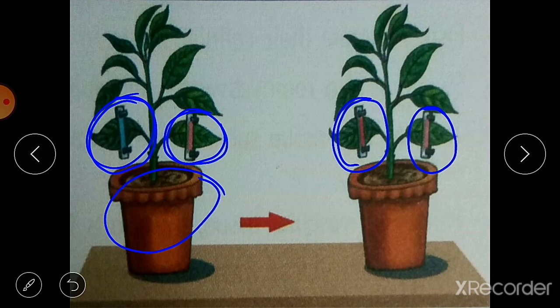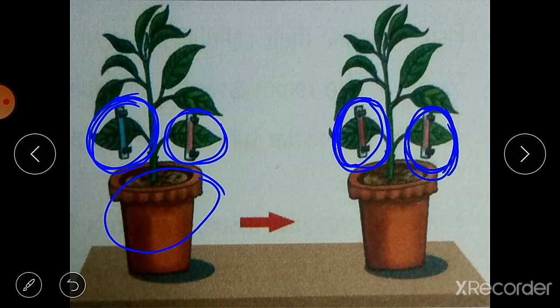So what is the conclusion here? More stomata are present on the lower surface of the leaf, because the strip that is stuck on the lower surface turns pink early, and the strip that is stuck on the upper surface takes more time than the lower surface. So this shows that more stomata are present on the lower surface of the leaf.